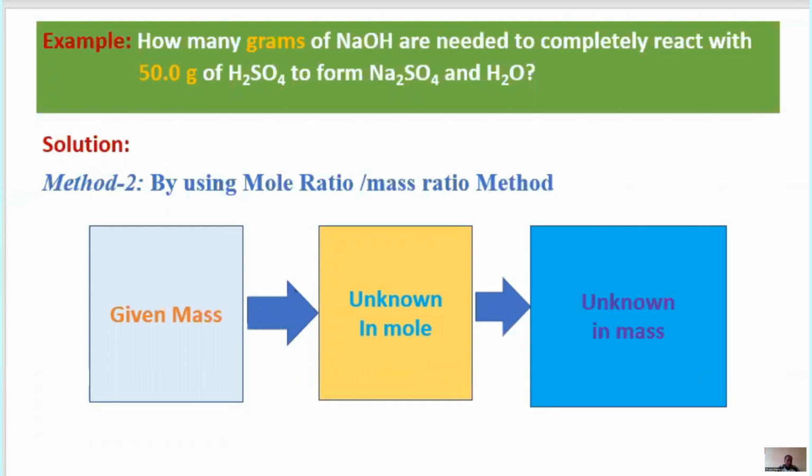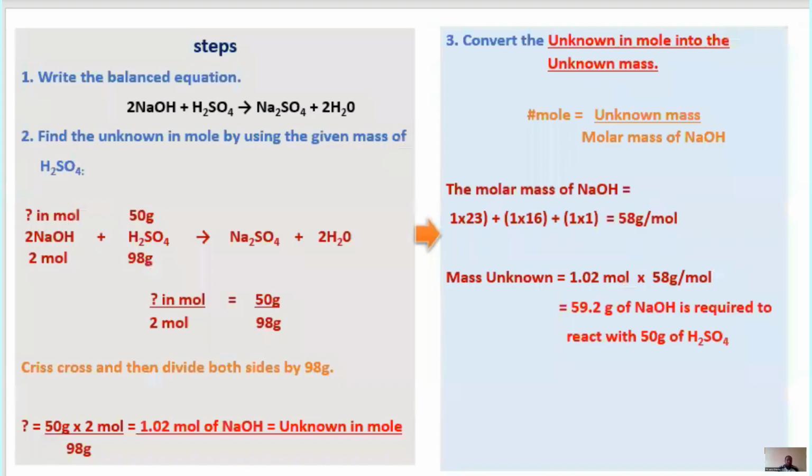What are the steps that we must follow when we use a combination of mass ratio and mole ratio methods? Always in stoichiometric calculations, a chemical reaction must be balanced. This is a balanced chemical reaction between sodium hydroxide and sulfuric acid to produce sodium sulfate and water. Then identify the unknown in moles by using the given mass of sulfuric acid. You have 50 grams of sulfuric acid, which is given, and find the number of moles of sodium hydroxide.